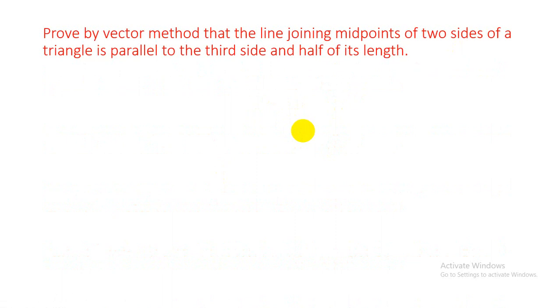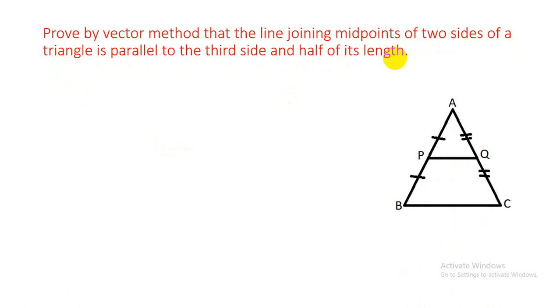Proof by vector method that the line joining the midpoints of two sides of a triangle is parallel to the third side and half of its length. At first we have to make a triangle ABC. P and Q are midpoints of AB and AC.